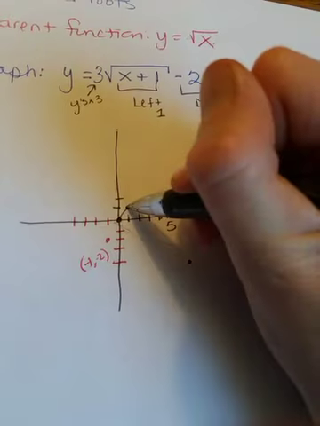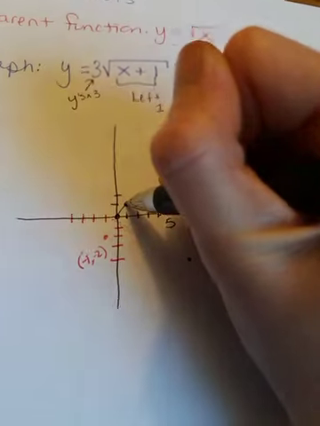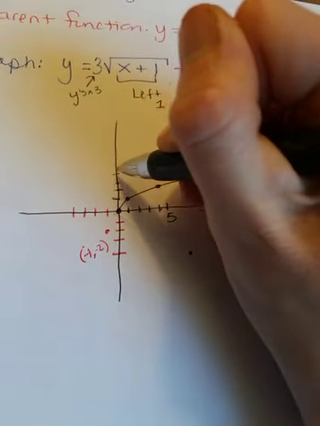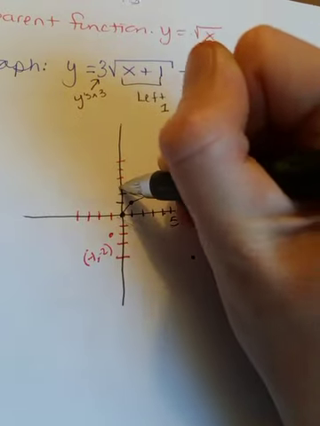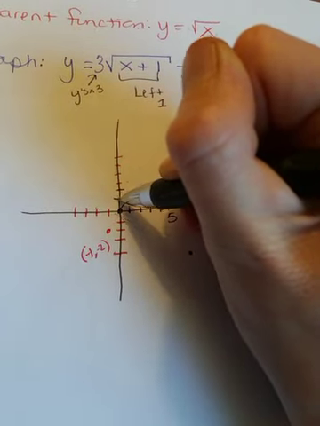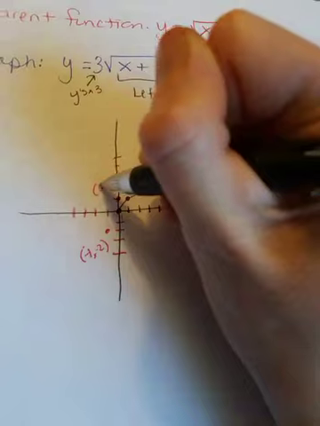Next point is at (1, 1). So I have to take my 1, the y value, times 3. 1 times 3 is 3, so that brings me up here. I have to go to the left 1 and down 2. So this is the point (0, 1).